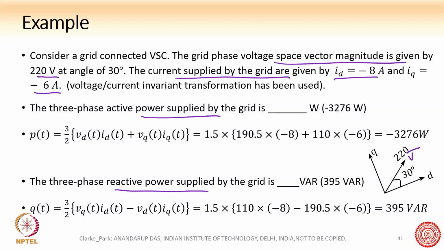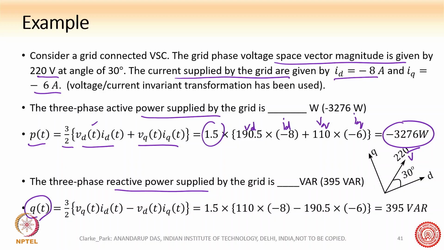Very simple, straightforward. So PT is 3 by 2 into VDID plus VQIQ, right? And you can find it out. This 3 by 2 is coming here, and you can substitute the value of VD, ID, VQ, IQ, and this will be minus 3276 watt. In a similar way, you can do the QT, 3 by 2 VQ ID minus VD IQ, and therefore when you put these values here, you will get 395 watt. So you can just do these exercises yourself.